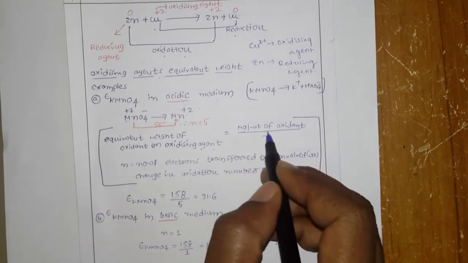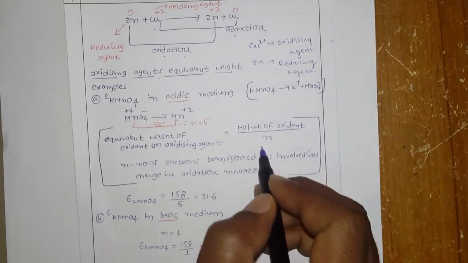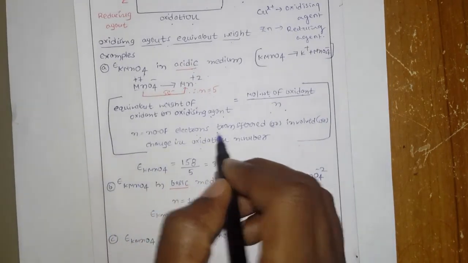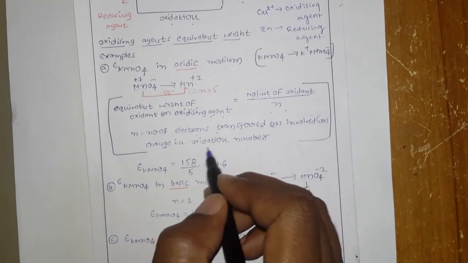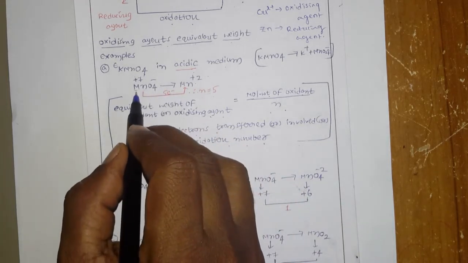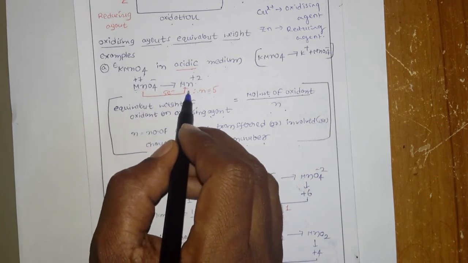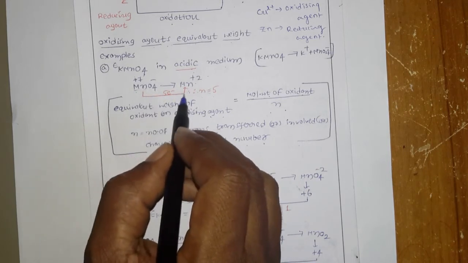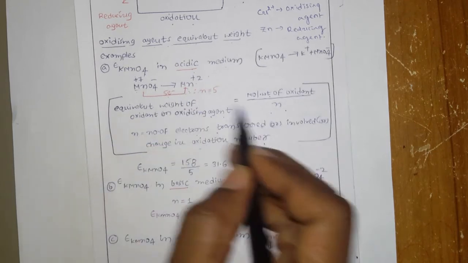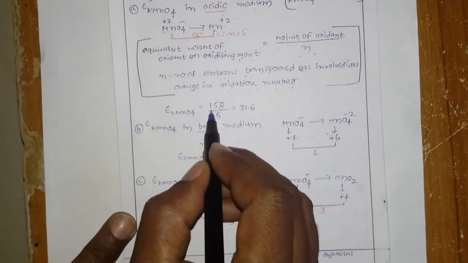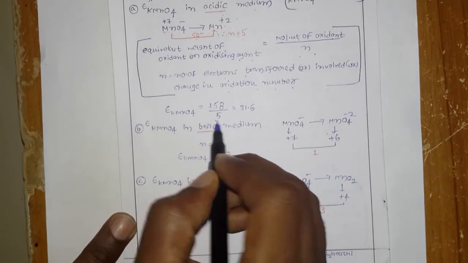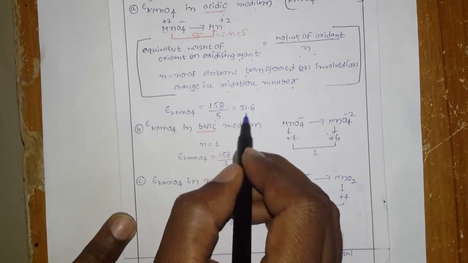So for that you have to calculate the molecular weight of the oxidant divided by the N. What is the N? The N is nothing but the number of electrons transferred or involved or changed in the oxidation number. Manganese was +7 and it converts to +2, so overall 5 electrons are changing. So the molecular weight of the oxidant, 158, divided by 5, that is 158 by 5, it is 31.6.